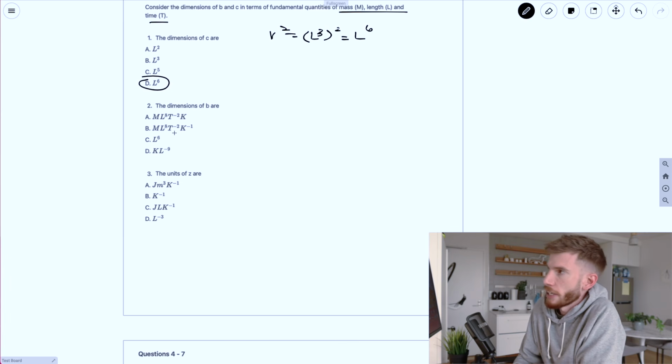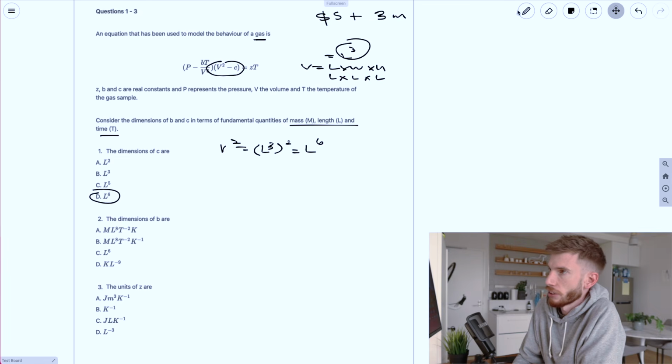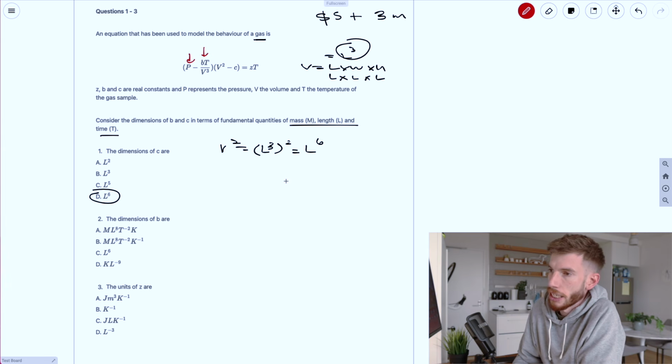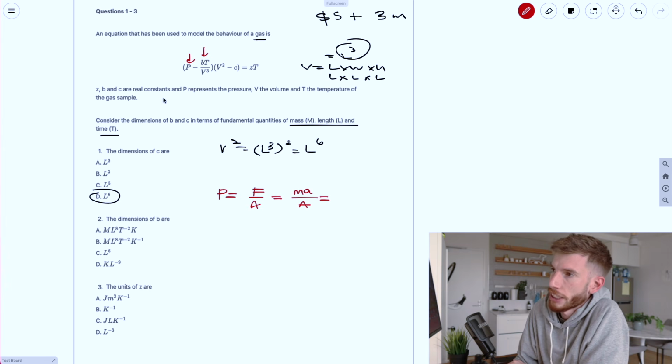The next one, the dimensions of B, we use the exact same strategy here. It's obviously a little bit more work going on. Just remove that out of the way. So in this case, now the dimensions of P have to be equal to the dimensions of this fraction here. Okay, and so there's something else that I actually missed in this.